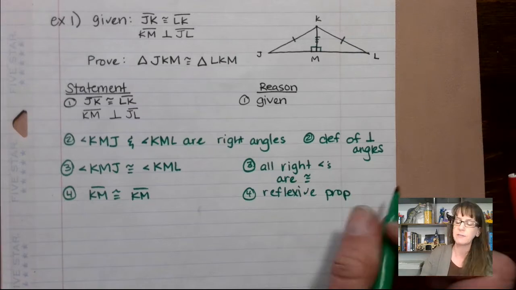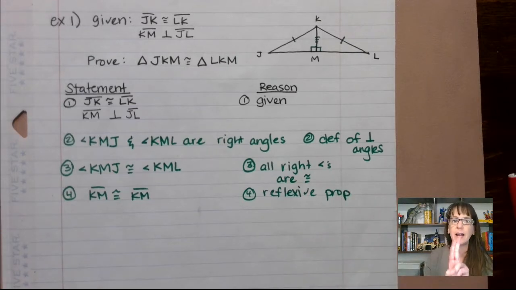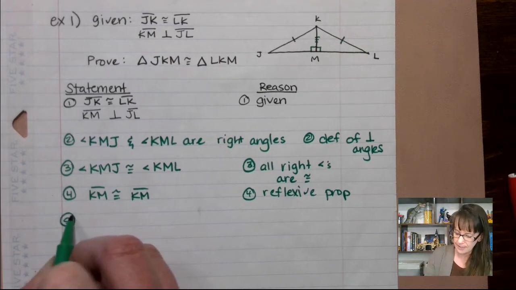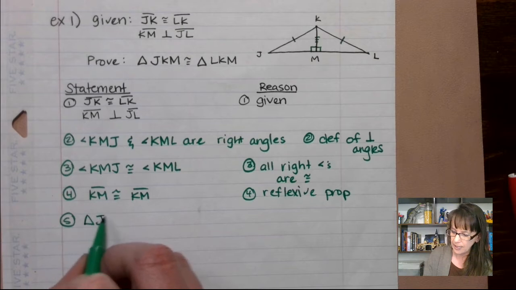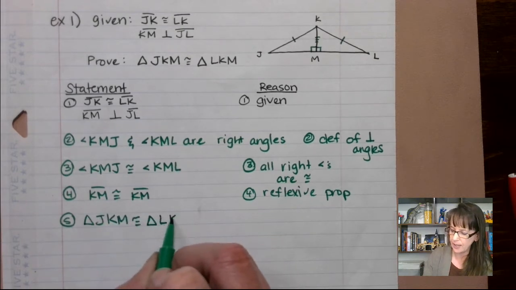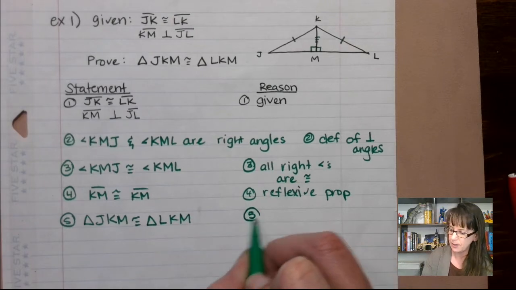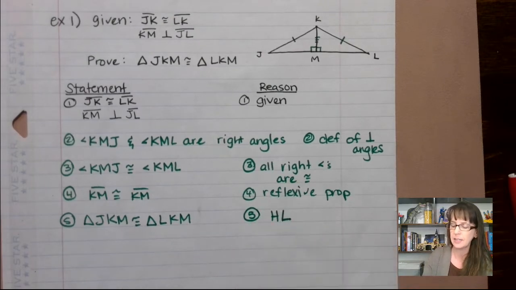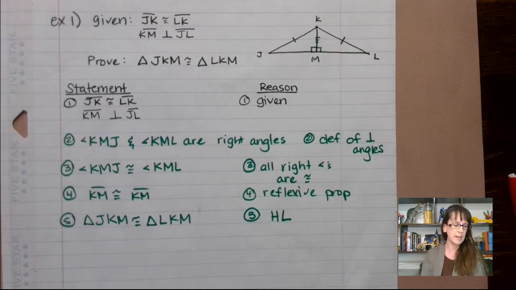Okay, at this point I have shown that I have a leg and a hypotenuse on two right triangles that are congruent. So what I can say is triangle JKM is congruent to triangle LKM because of hypotenuse leg. Excellent.